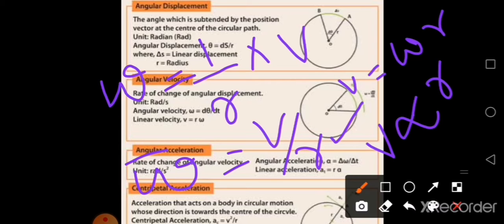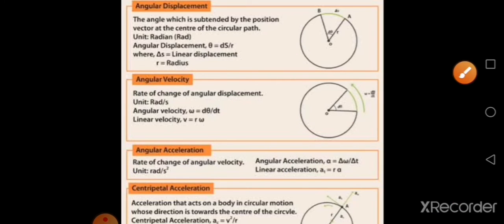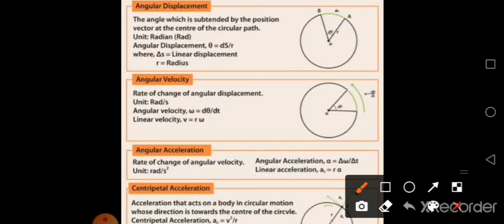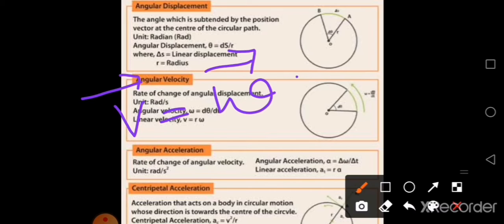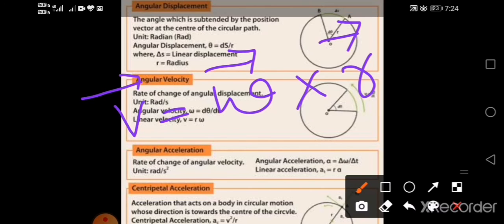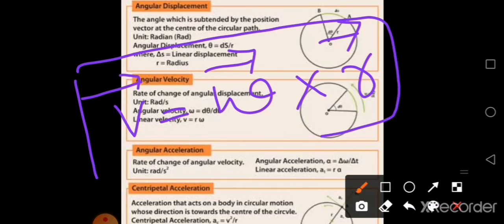Now how will you write the equation for linear velocity in terms of vector form? In terms of vector form, v is equal to omega cross r. So you are going to write the relation between angular velocity and linear velocity in vector form as v is equal to omega cross r.